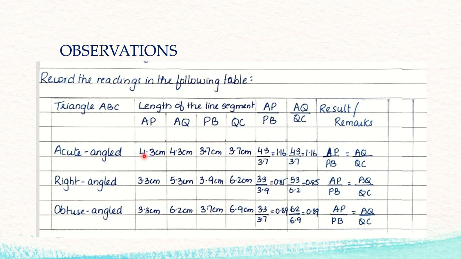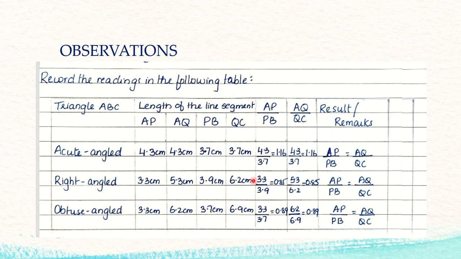Now find the ratio between AP and PB. Mark it as AP by PB equals, find the value in decimals. Same way AQ by QC, find the value in decimals. Repeat it for the right angle triangle, AP by PB, get the value in decimals, and AQ by QC, get the value in decimals, and do it again for the obtuse angle triangle.